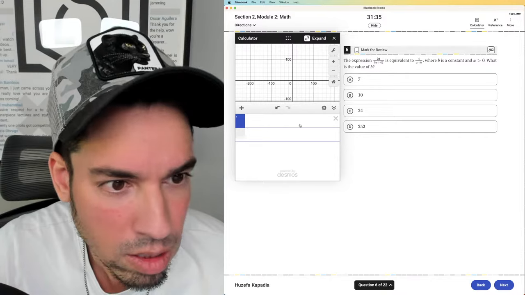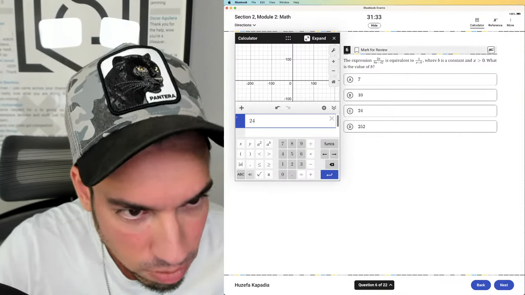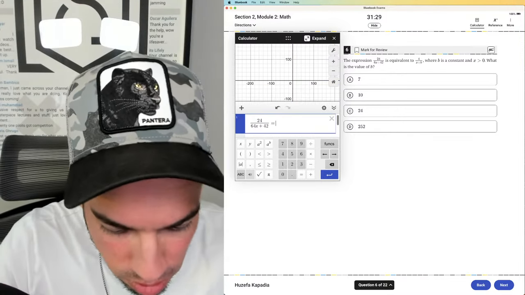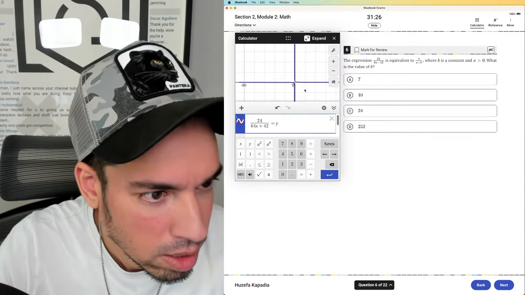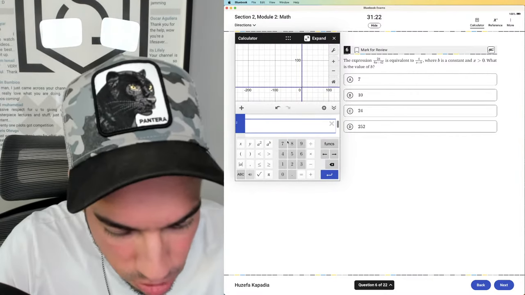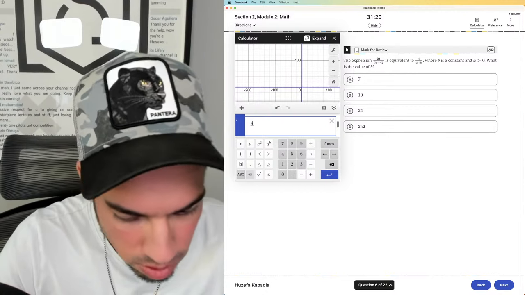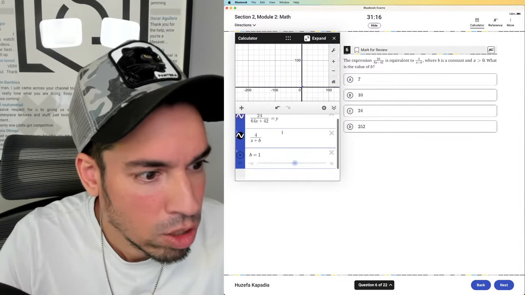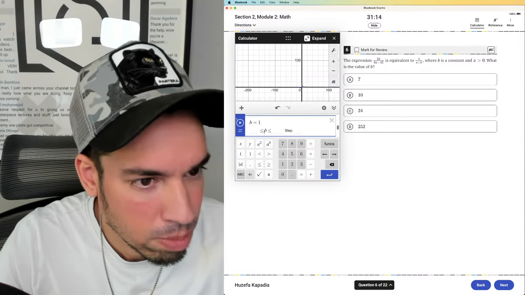Is equivalent to this. This is a great one for Desmos. So if you're trying to find an equivalent expression, right? 64X plus 42 is equal to Y. There's one. And that's an interesting function. So which one of these is going to overlap it exactly? So it's 4 over X. Let's try that slider again. Yeah, now it's letting me add a slider. So now you can quickly check each of these values for B, right?